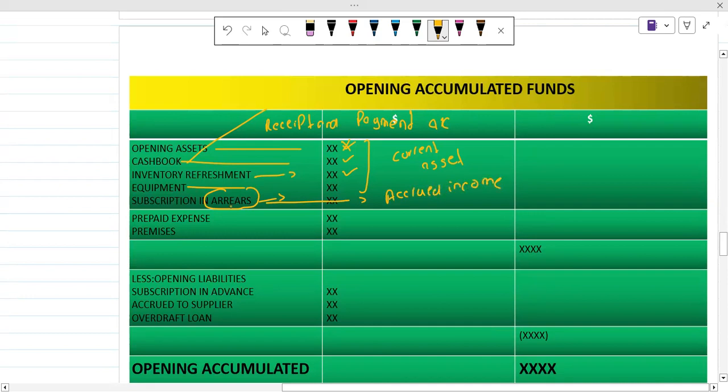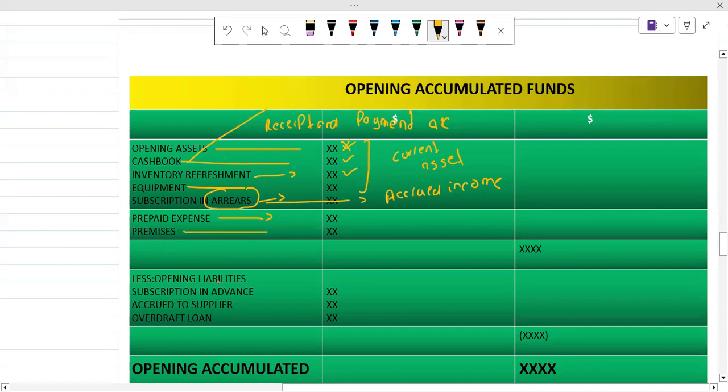So you can call it arrears or accrued income, both have the same meaning. Okay, so after that, prepaid expenses. Prepaid expenses, you know that this is also our assets. Okay, so all the types of current assets are here.